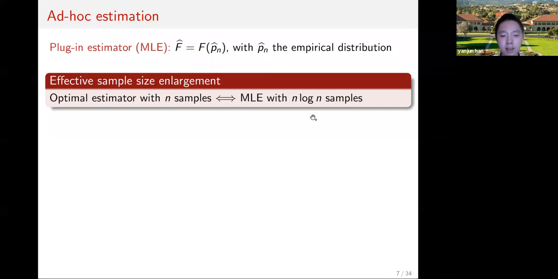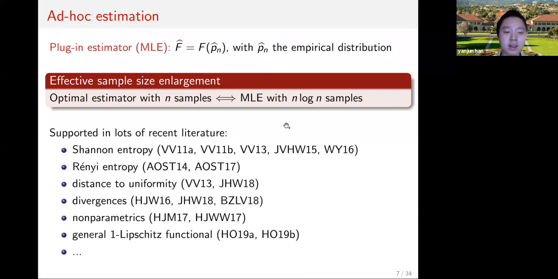And this phenomenon is verified in many functionals, especially non-smooth functionals in recent literature, such as the Shannon entropy, Rényi entropy, distance to uniformity, and also some bivariate functionals like KL or TV divergences, or even some non-parametric non-smooth functionals. So in this line of research, typically a target functional is first given, and then people figure out the optimal way to estimate such a functional. So we call this approach ad hoc estimation, or non-adaptive estimation, because the estimation procedure will depend on the functional.